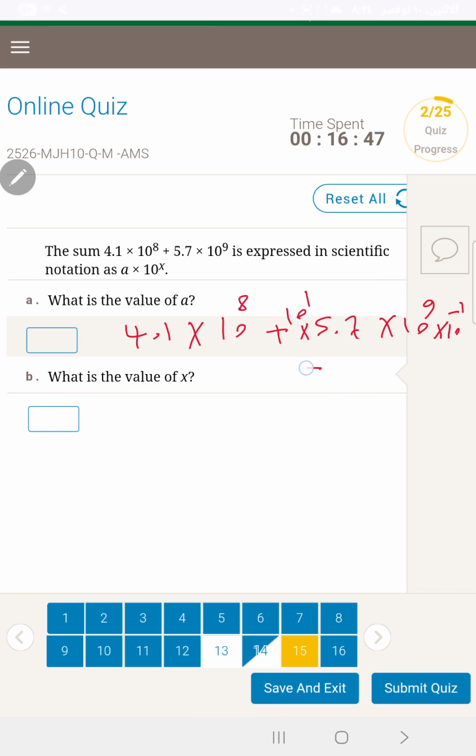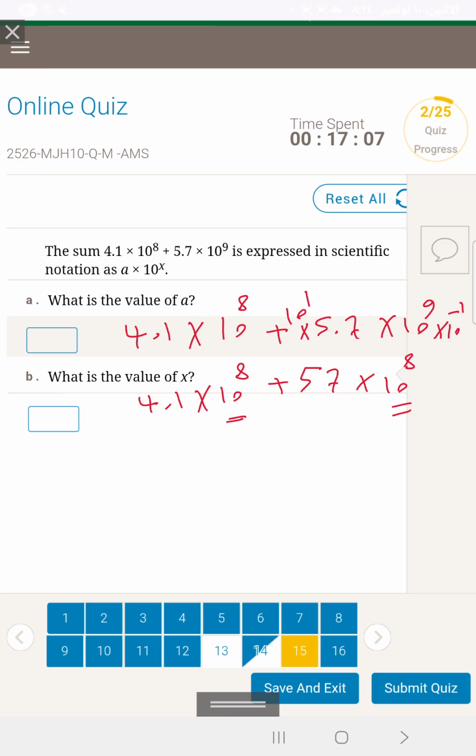So here you get 57 times 10 to the power of 8, and this is the same 4.1 times 10 to the power of 8. Now 57 plus 4.1, you can now add them because they have the same exponent. 57 plus 4 is 61. So 61.1 times 10 to the power of 8. That is the answer.